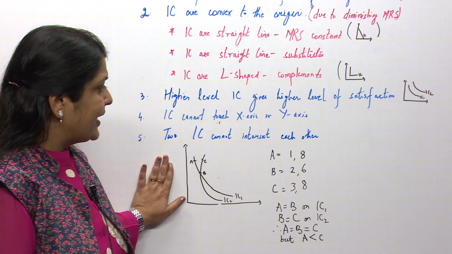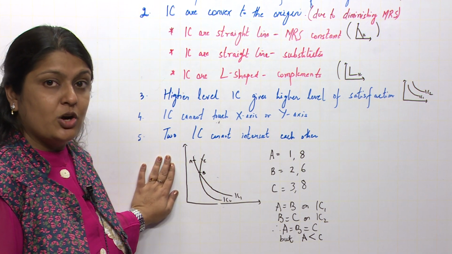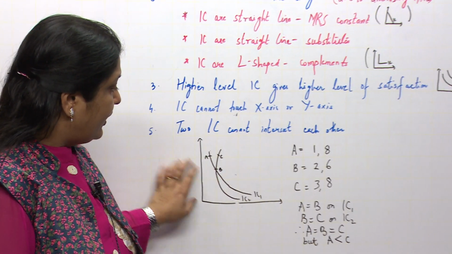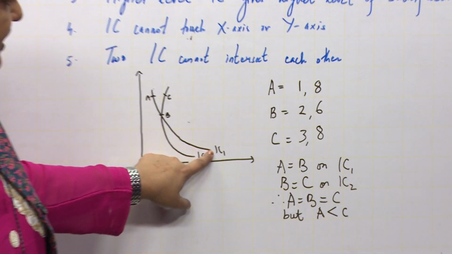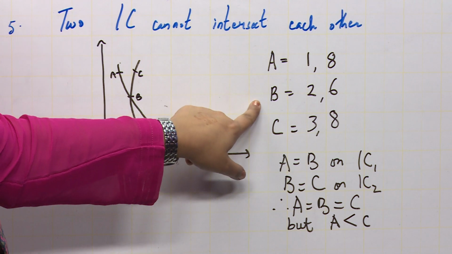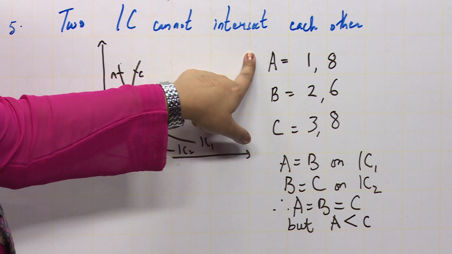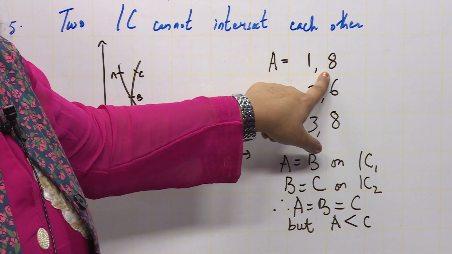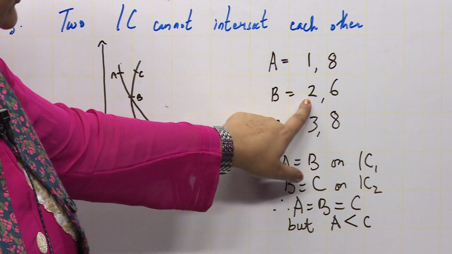Now let's understand why indifference curves cannot intersect each other. We have two indifference curves, IC1. IC1 पे दो points हैं, A and B. Combination A में कितनी units हैं? 1 and 8. Combination B में कितनी units हैं? 2 and 6.